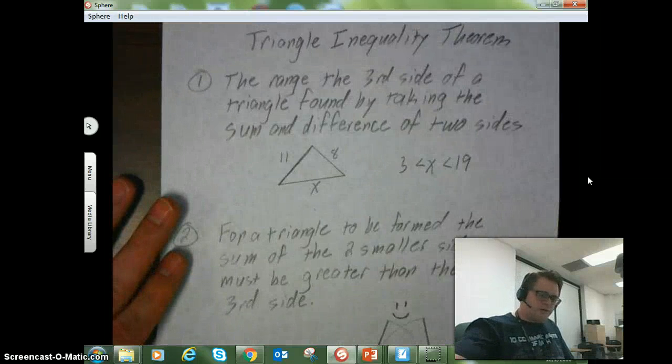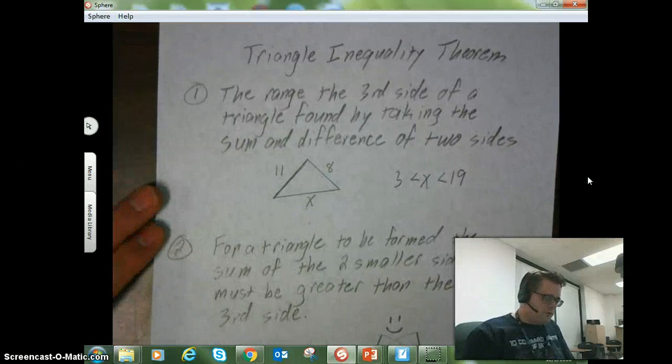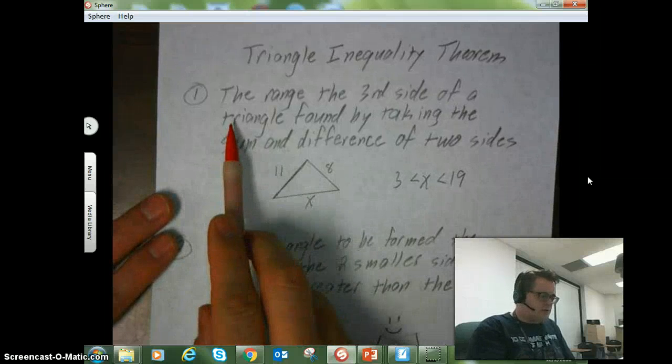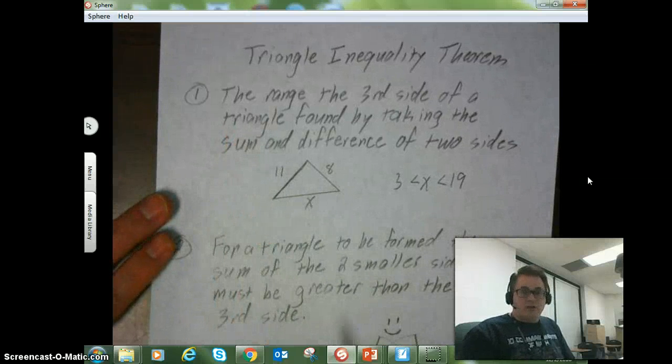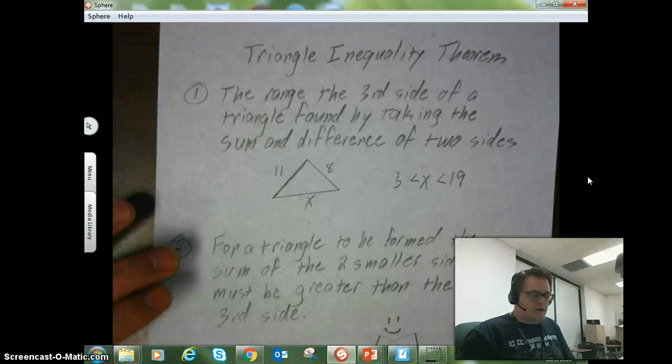So here is our final wrap-up. The triangle inequality theorem simply says that the way I can find the range of numbers that the third side of a triangle could be is by taking the sum and the difference of the given sides, and that's how we find the range of numbers of the third side.